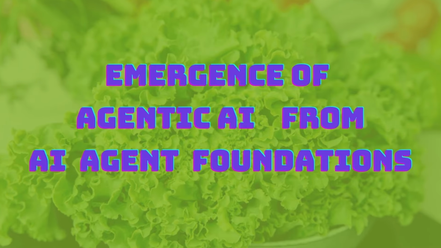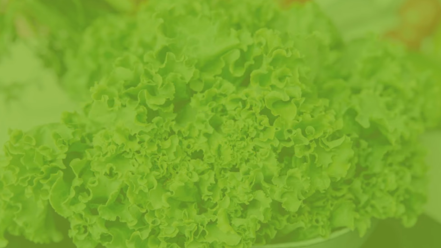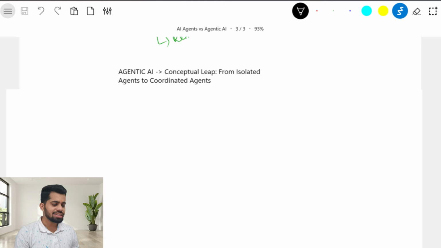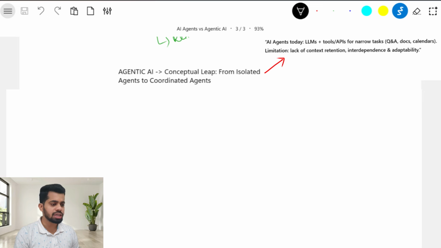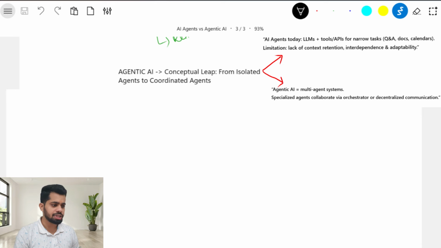Now, let's see the emergence of agentic AI from AI agent foundations. There is a conceptual leap from isolated agents to coordinated agents when we move from AI agents to agentic AI. Right now, most AI agents integrate LLMs with tools and APIs to do a very specific job. But here is a limitation. As soon as you need context retention, interdependent tasks, or adaptability in changing environments, a single-agent model just doesn't cut it. That's where agentic AI systems come in.